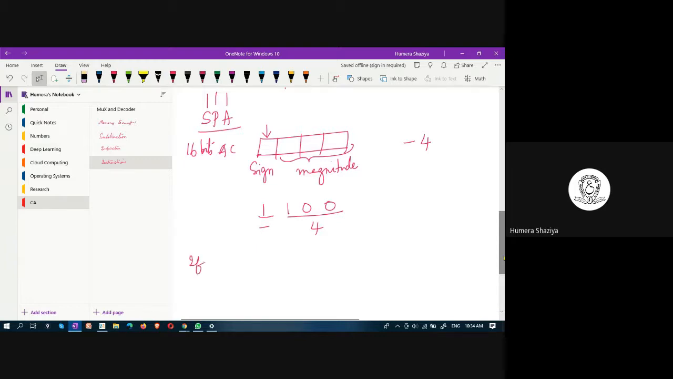If AC of 3 is equal to 1... Oh, sorry, it is positive, no? Let us take a positive number. Plus 4 means it would be 0, so here it will be 0 and here it will be 0. This is plus 4. If AC of 3 equals 0, meaning the sign bit is 0, it implies that the number is positive.